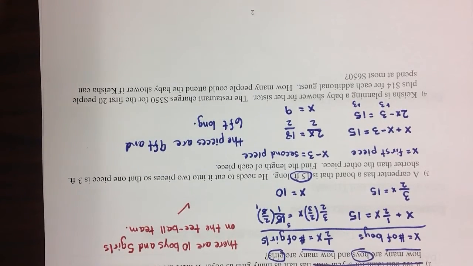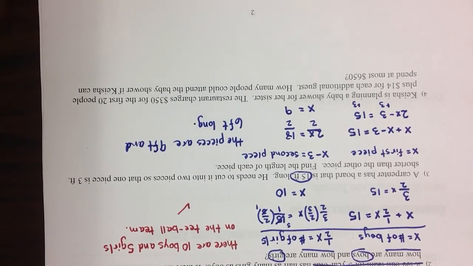Our final example is going to look at a story problem that contains an inequality. Keisha is planning a baby shower for her sister. The restaurant charges $350 for the first 20 people, plus $14 for each additional guest. How many people could attend the baby shower if Keisha can spend at most $650?